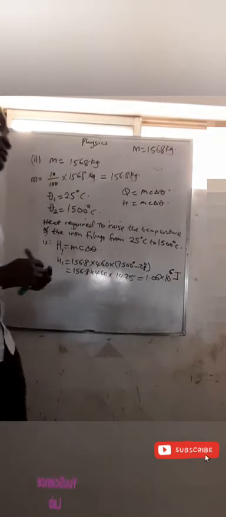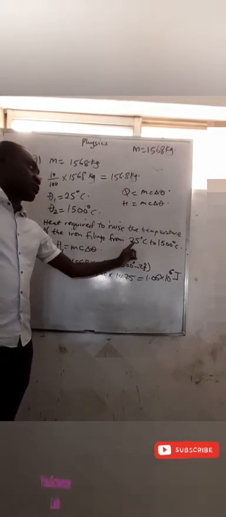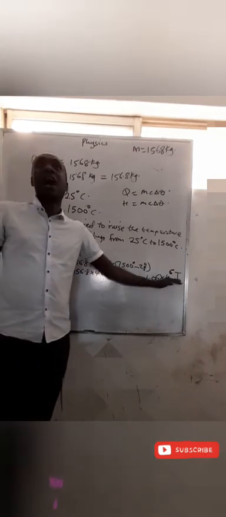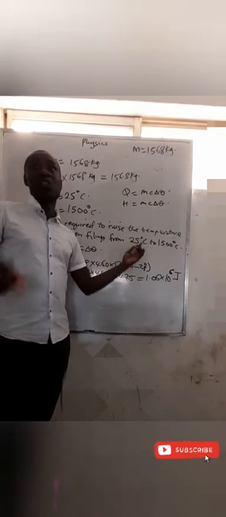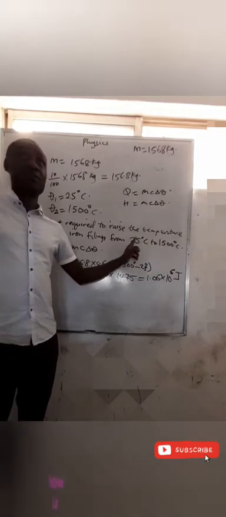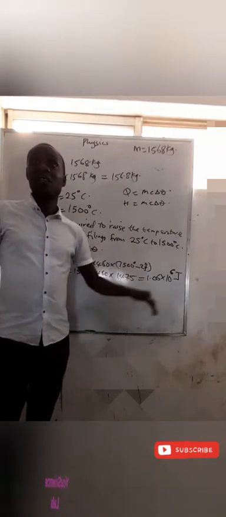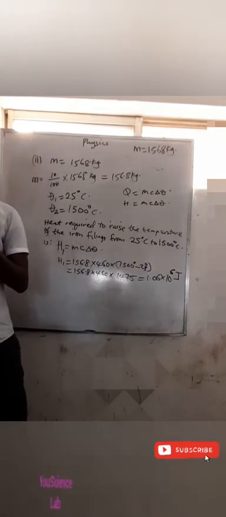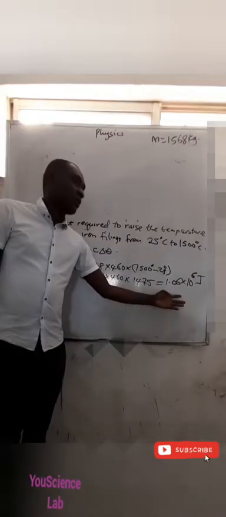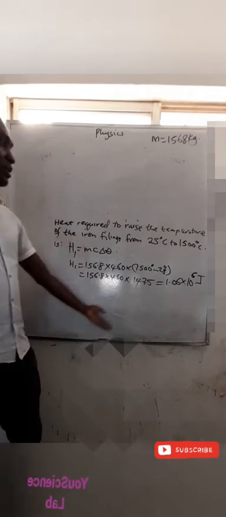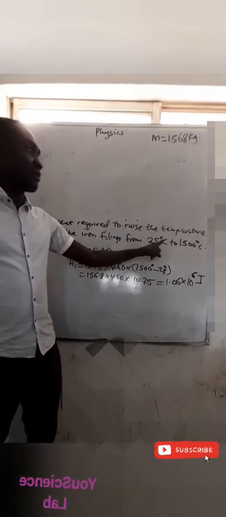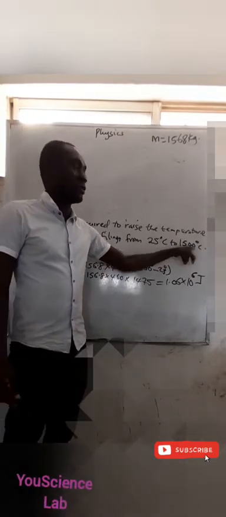So this is the heat that is required to raise it from 25 degrees to 1500. You can see that the heat is very high. Why is it very high? Because the temperature difference is very high. Raising a substance from 25 degrees to 1500 degrees centigrade requires a lot of heat. Now we have obtained the heat energy required to raise the temperature from 25 degrees centigrade to 1500 degrees centigrade.